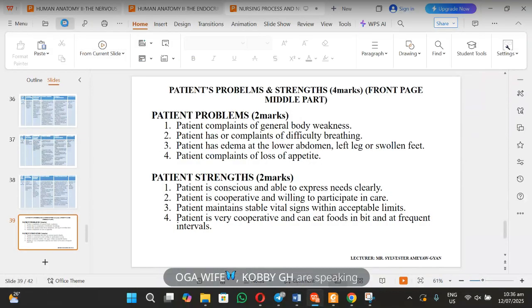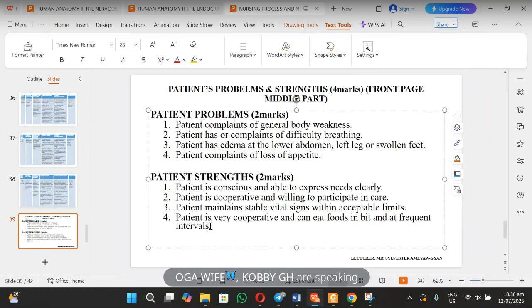Is that okay? Sir, when it comes to a child, can you say patient could eat 4 spoons of food being served to her? Then that patient has not lost appetite. The moment you start giving a percentage, you are contradicting the problem you've written. Sometimes I see a student write patient complains of loss of appetite, then in the strength, patient can eat 40% of food served.